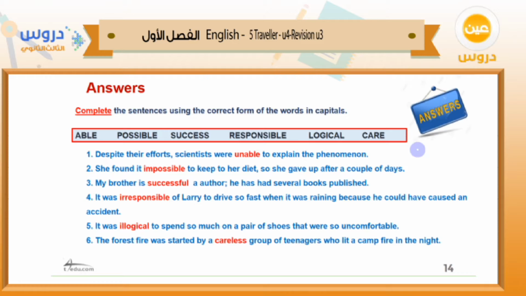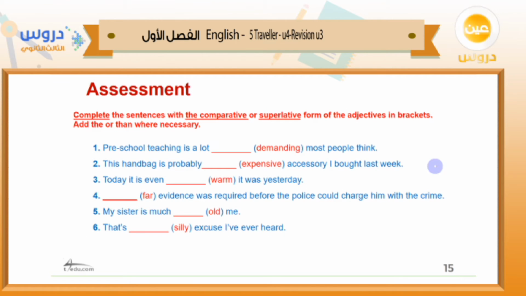And here we go with the right answers. Complete the sentence, and I think most of you completed. So unable to is just the right form of the word, and impossible as well for number two, successful for number three, and responsible for number four, illogical for number five, and the last sentence, careless, is the right form of the word on the top of the exercise.